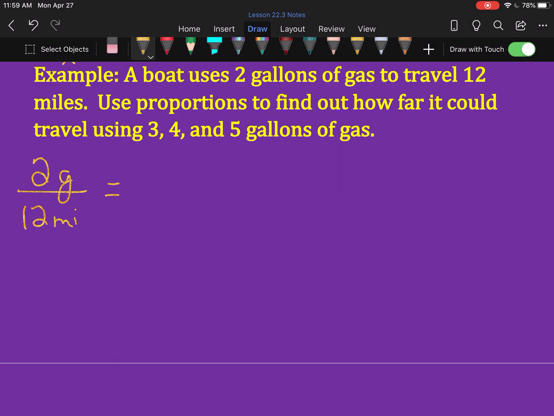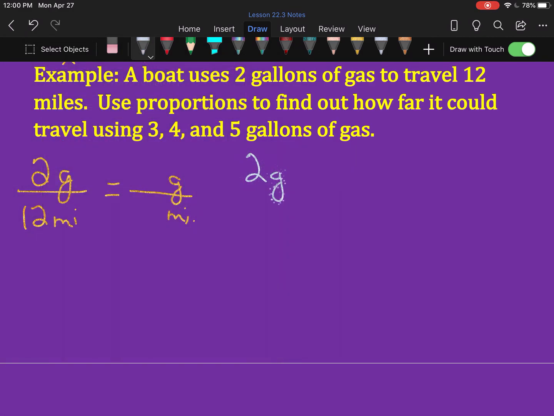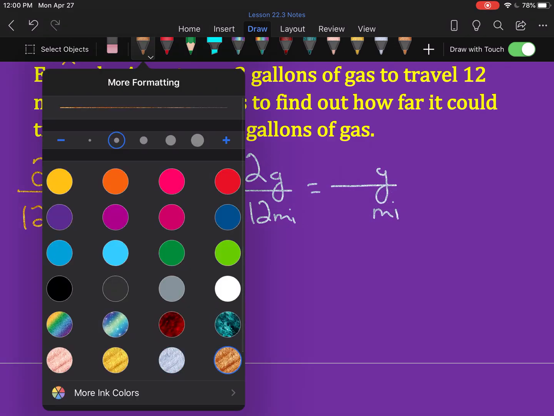now a proportion is two fractions that are equal. If my first fraction has gallons over miles, my second fraction has to have gallons over miles. I'm asked to find how far it could go using 3, 4, and 5 gallons of gas. So that's going to be 3 different problems. So, you know what? We're going to go ahead and set up all 3 now. We will have 2 gallons and 12 miles for all 3.